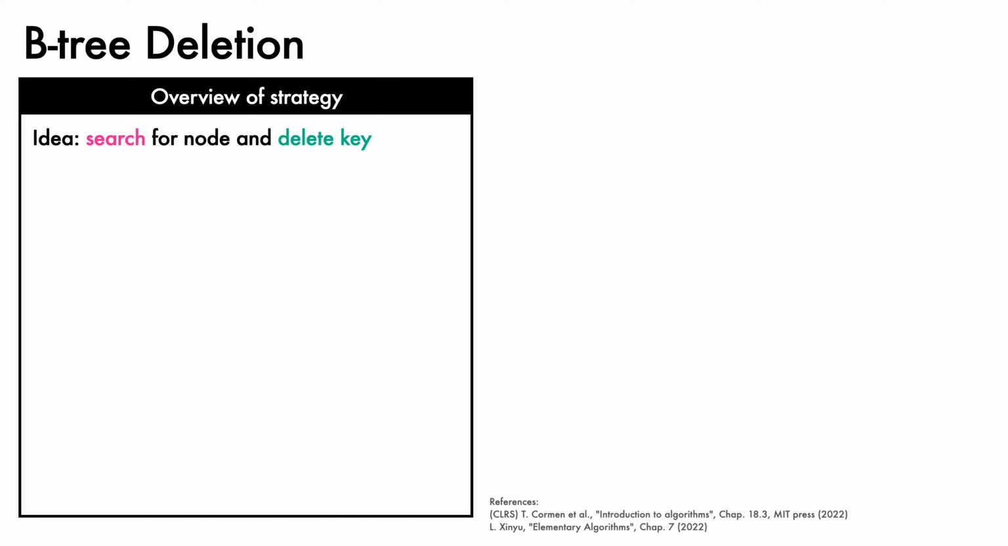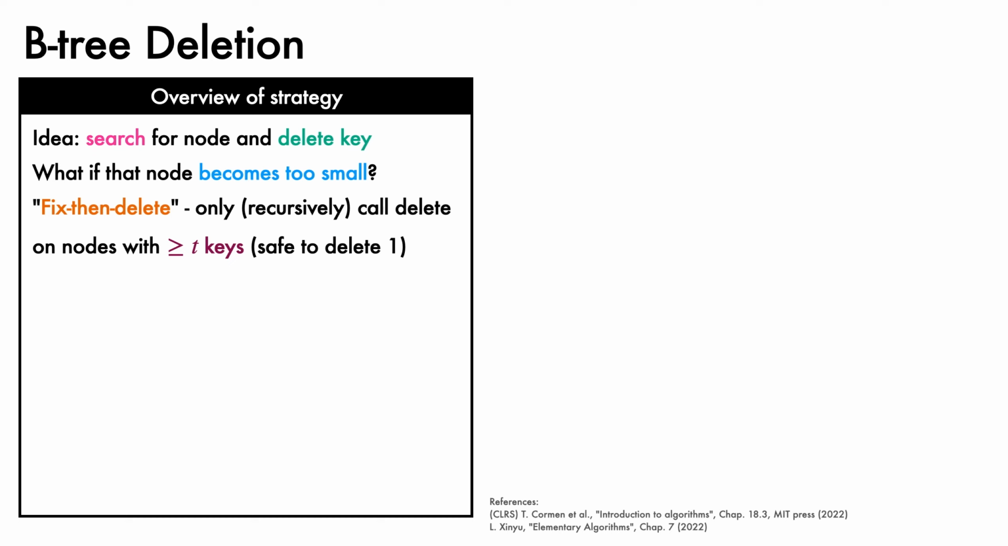This time, rather than the node becoming too big, we need to worry about the node becoming too small. With a similar mindset to insertion, we'll use a fix then delete strategy, where we only recursively call delete on a node that has at least t keys, so we know it's safe to delete one key without violating the B-tree properties. It's another one-pass strategy that means we'll only do one pass down the tree. This is just like when in insertion, we ensured that a node was not full before we recursed into it.